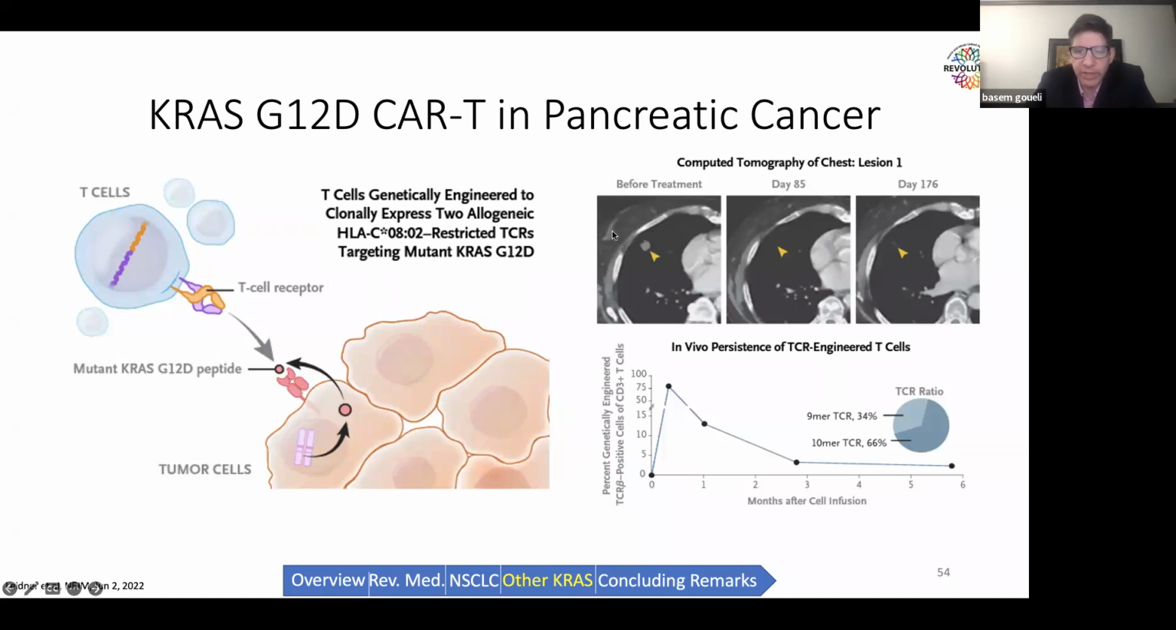This is a patient who had a very nice response at day 85, disease in the lung regressed. You can see the amount of tumor burden regressed significantly. And so I think it's really important to see that this is something ongoing. This is a promising result, and there are ongoing studies looking at CAR T therapy targeting KRAS G12D in pancreatic cancer.